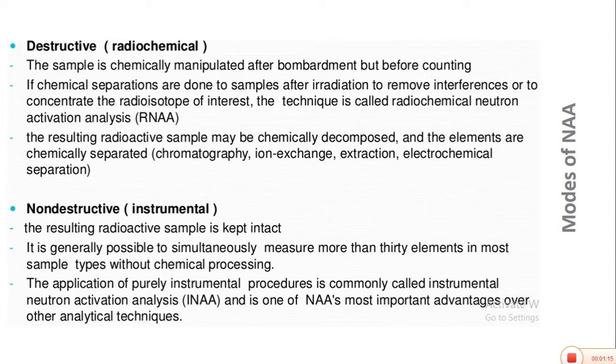So there are some chemical processes involved, just for the removal of interferences or to concentrate a particular radioisotope and to remove all the other isotopes formed after bombardment. Due to this, the chemical nature of the sample does not remain intact, and it can no longer be used for any other analysis. The resultant radioactive sample may be chemically decomposed and the elements chemically separated. Chromatography, ion exchange, extraction, and electrochemical separation are all involved in such processes.